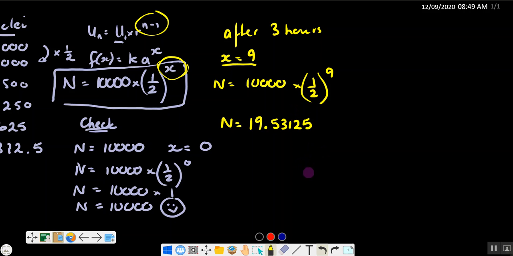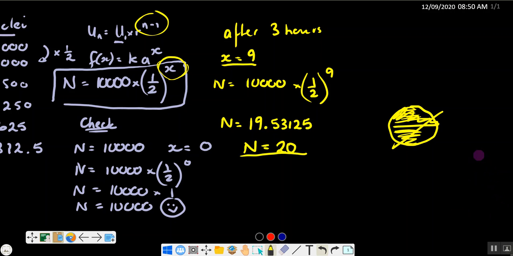So n equals 20. Why is it 20? Because they rounded up. But why would they round it up? Okay, so if you think about it, if this is a nucleus, basically saying we've got 20 of them, and after 3 hours, one of them has degraded so that there is only half of one left, basically 19.5. But that doesn't actually happen, does it? There is still 20 until the whole thing is gone.